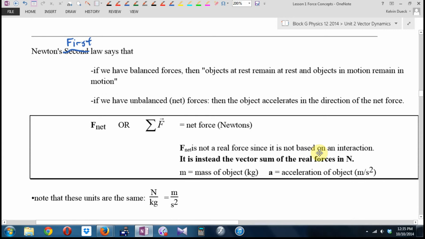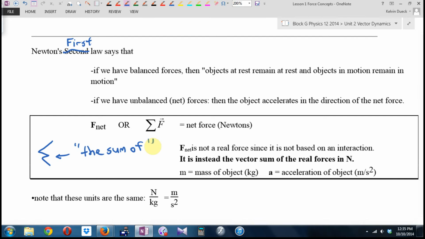So, F net, or sometimes you'll see, does anybody know what that symbol there means? It's a fancy schmancy symbol. We're going to be using it later on this year. So, it's typewritten like that. It's often just handwritten like kind of a capital M on its side. And that means the sum of. So that's saying the sum of, if you add up all of the forces, that's your net force. F net is not a real force.